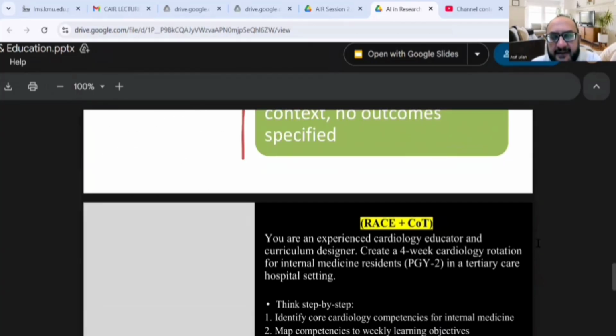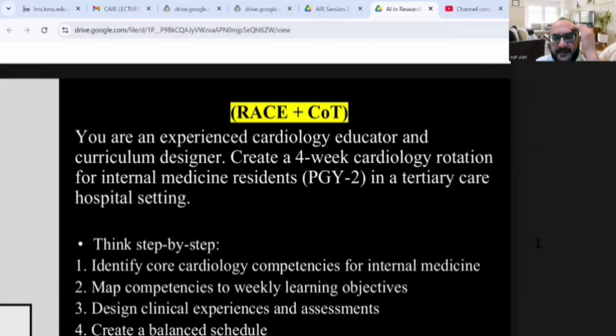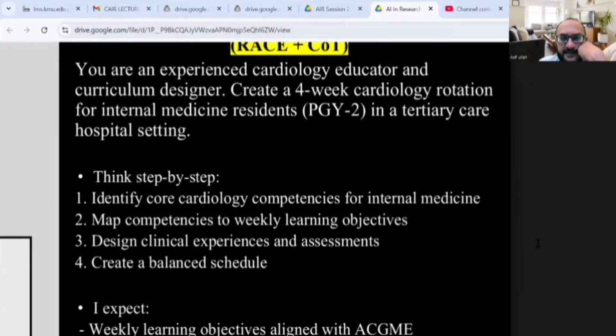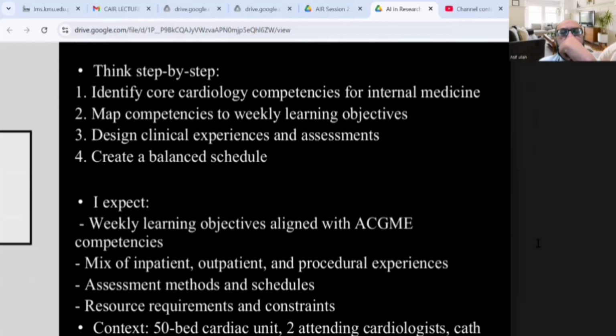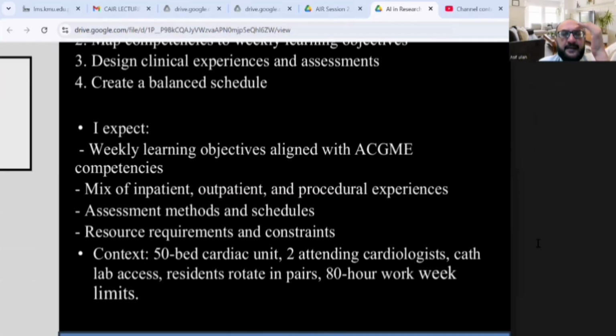This is not a good, no, an excellent prompt would be like this. Role and task: you are an experienced cardiology educator and curriculum designer. Create a 4-week cardiology rotation for internal medicine trainees in a tertiary care hospital setting. Think step by step. First, identify core cardiology competencies for internal medicine. Second, map competencies to weekly learning objectives. Third, design clinical experience and assessment. Fourth, create a balanced schedule.